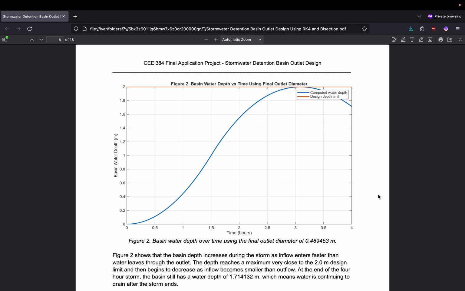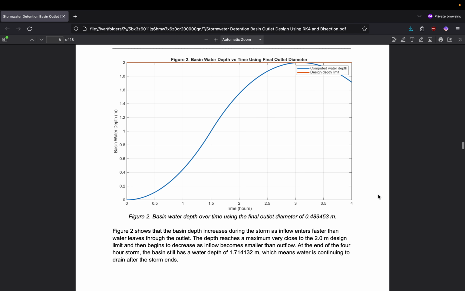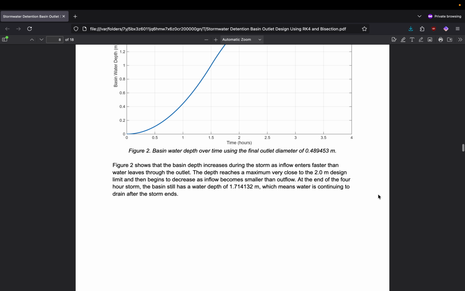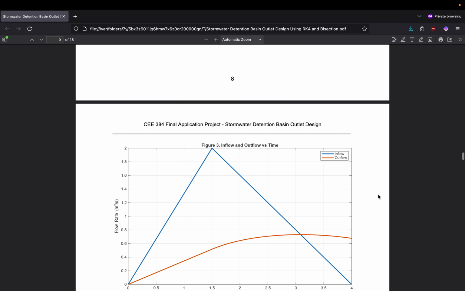The inflow and outflow graph shows the inflow changes quickly because it is based on the storm hydrograph, while the outflow responds more gradually because it depends on the stored water depth in the basin. Even near the end of the storm, when inflow drops close to zero, the outflow is still positive because water is still draining from the basin.